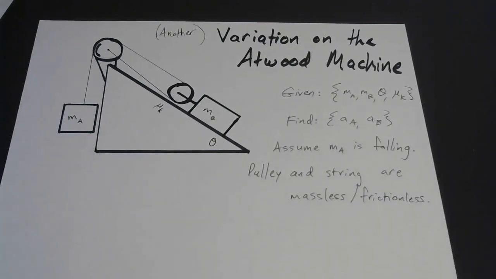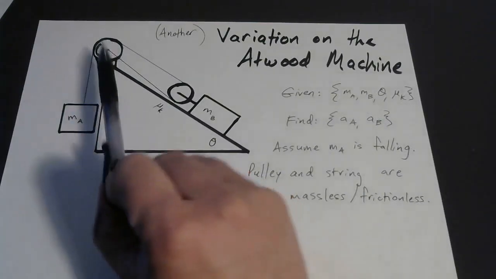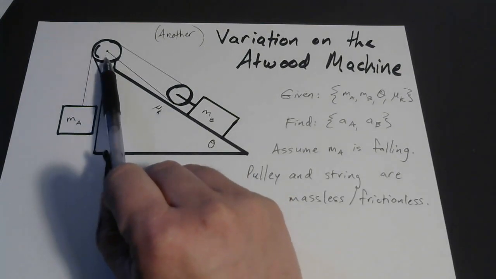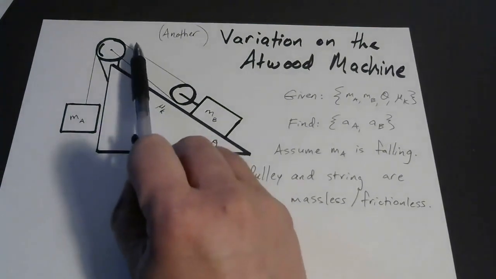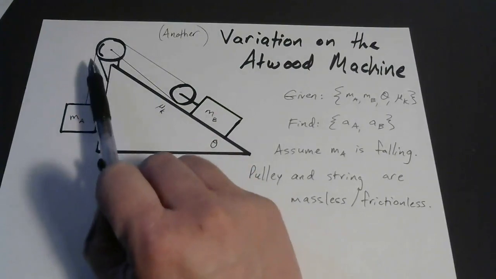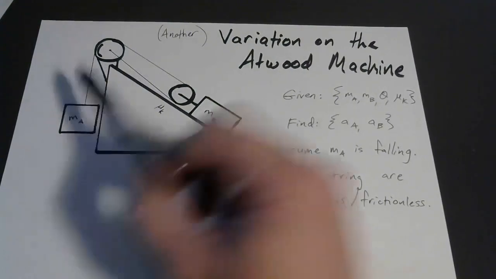As usual, for now, we pretend that these pulleys are massless and frictionless. In real life, if this pulley has mass and there's friction in the bearing, it's going to take some torque to get it to turn. And that means the string on this side would have to pull harder than the string on this side.